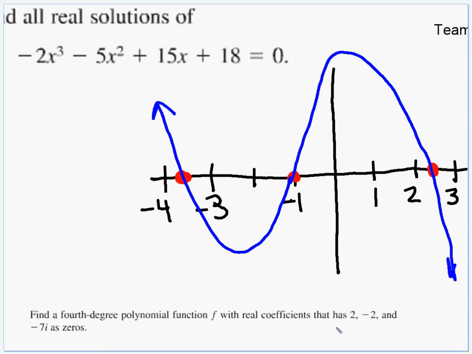This one is just like the other example. You've got roots of 2, or solutions of 2, negative 2, and minus 7i, and you'll come up with a 4th degree polynomial. So pause the video, work those out, and then check your solutions.